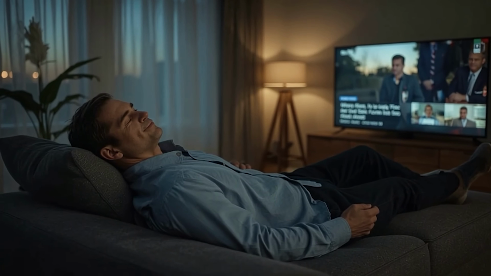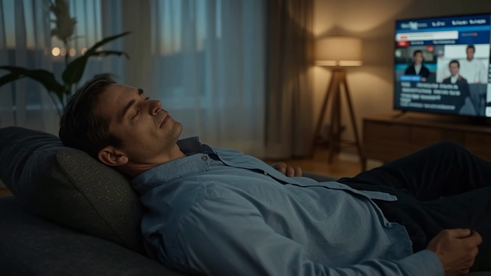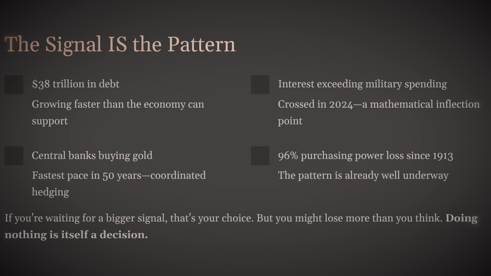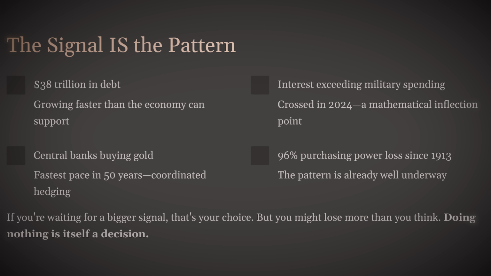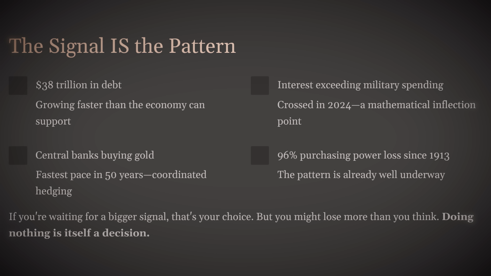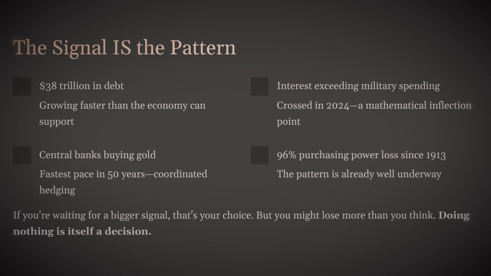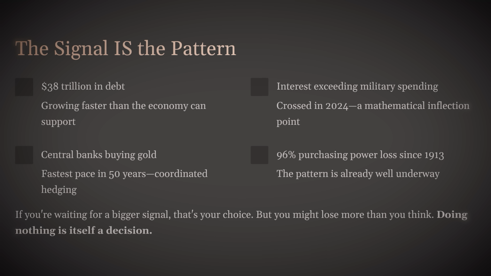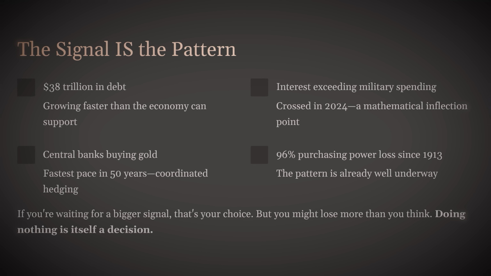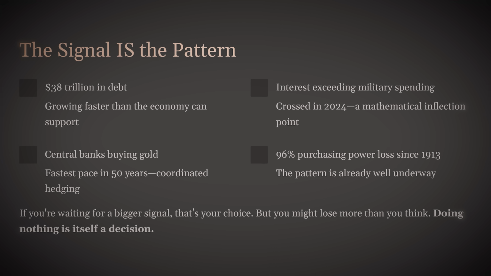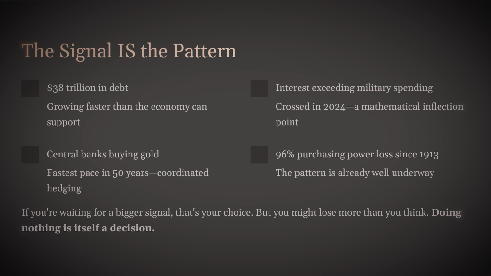But most of the time, nothing dramatic happens. No headlines, no crisis, just this slow and steady transfer of wealth from the people holding paper to the people holding stuff. And because nothing dramatic happens, people assume nothing is happening, so they keep waiting for the signal to act. But the signal is the pattern itself. The signal is that $38 trillion debt, as I'm recording this, the interest payments, central banks buying gold. So if you want to wait for a bigger signal, it's a free world, but you might lose more than you think. So doing nothing is a decision.